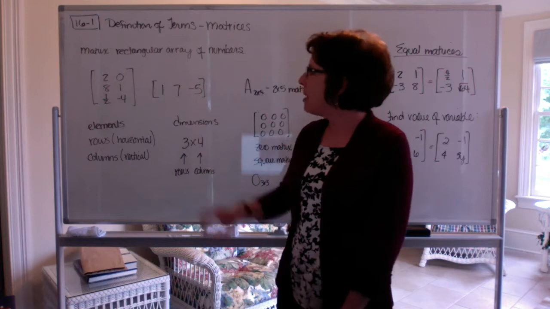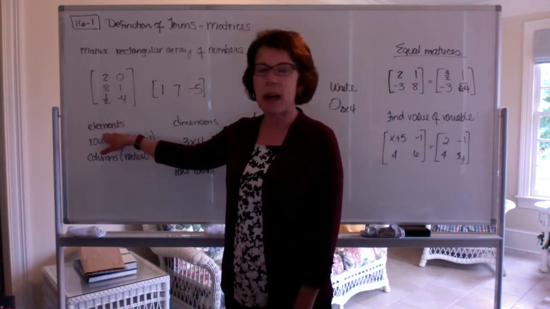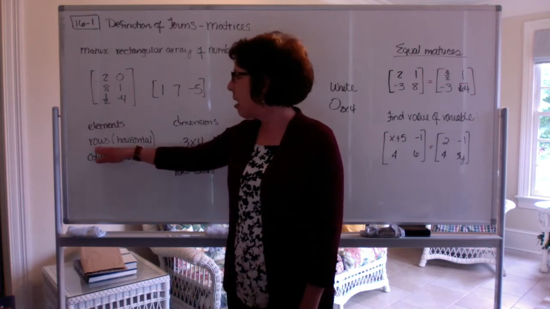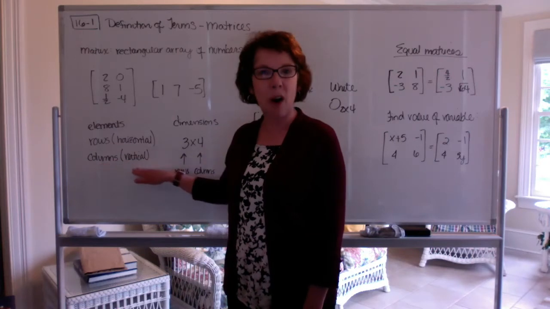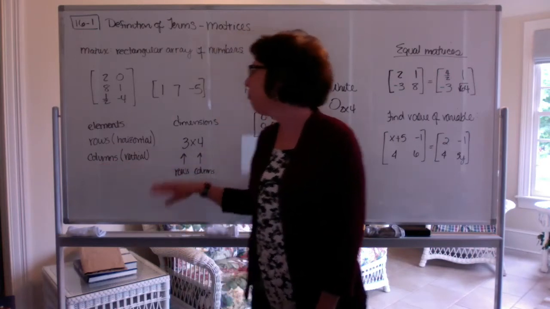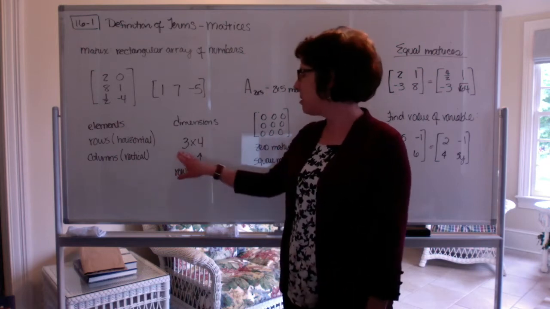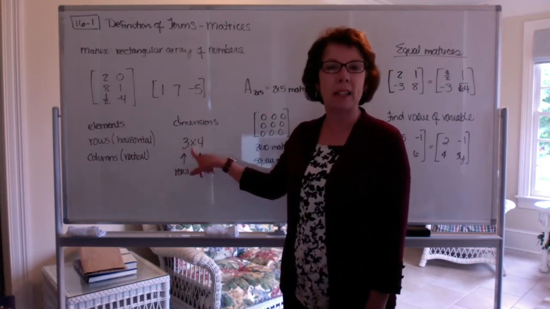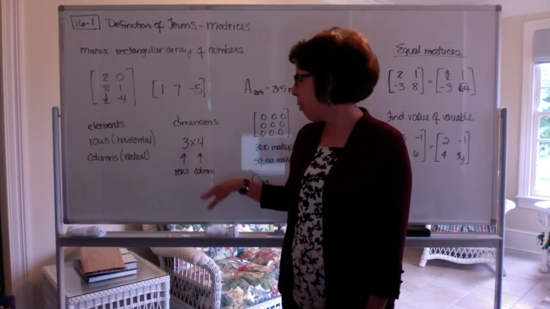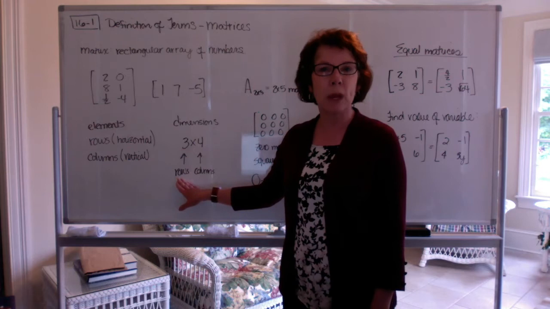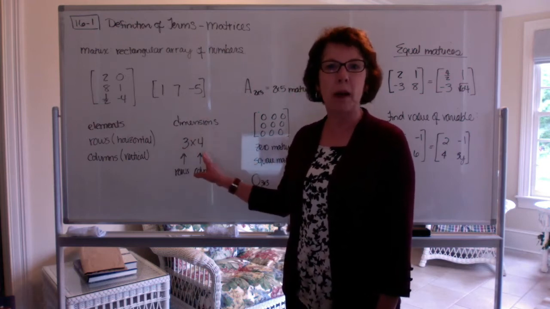Now, the numbers inside the matrix are called elements. And we already talked about the rows. Rows are horizontal and columns are vertical. Now, every matrix has dimensions. And the dimensions are 2 numbers separated by an x, for "by." So if I have a matrix with dimensions 3 by 4, that means I have 3 rows and 4 columns. The row comes first, the column comes second.